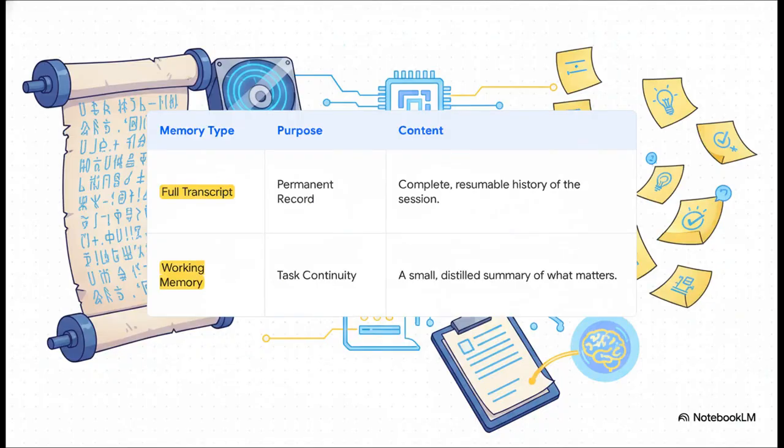To manage all this information, the agent needs a memory. But it's not just one big junk drawer of text. The harness is smart about it, using at least two different layers. You've got the full transcript, which is kind of like a permanent, super detailed logbook of the entire session. And then you have the working memory, which is more like a sticky note on your monitor, just a small, condensed summary of what's important for the immediate task.